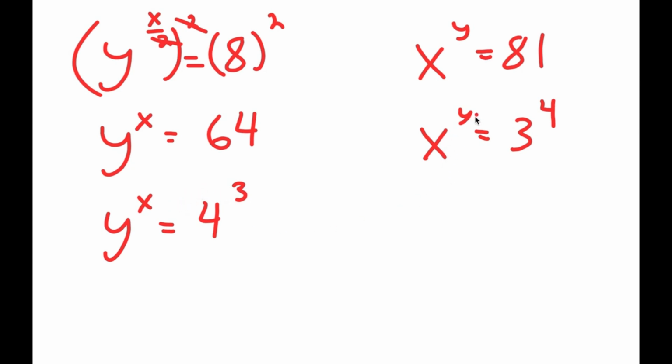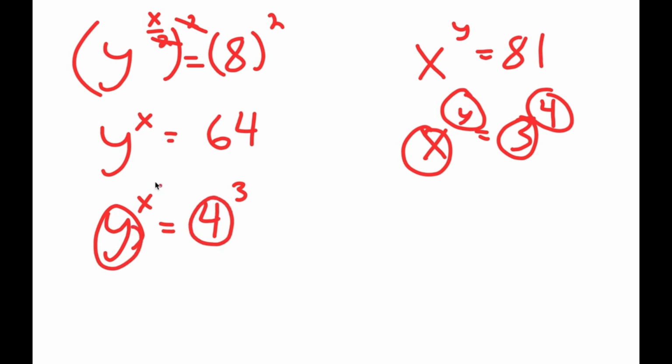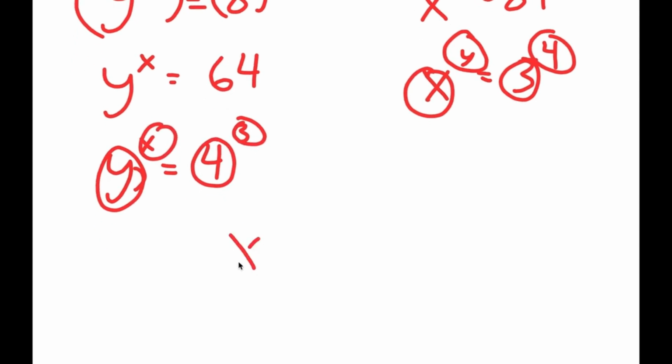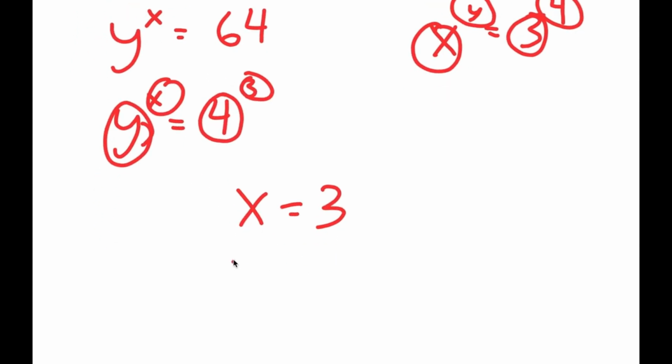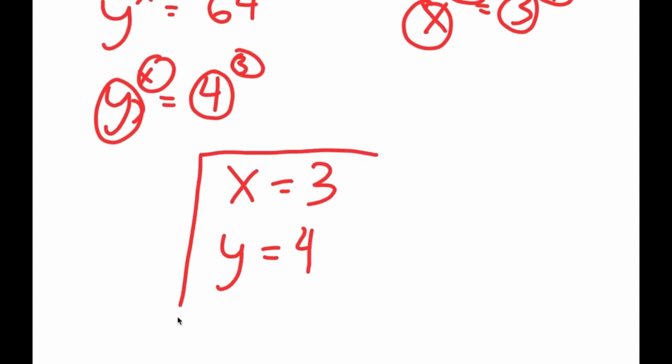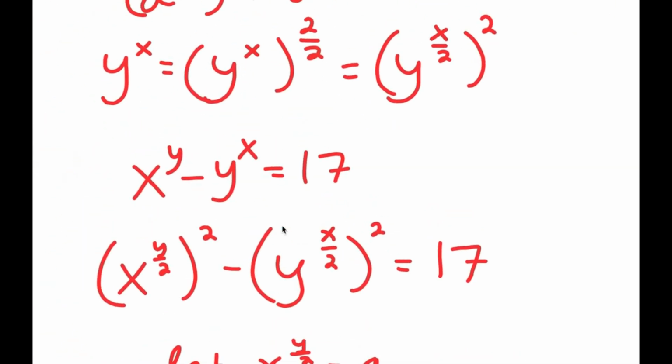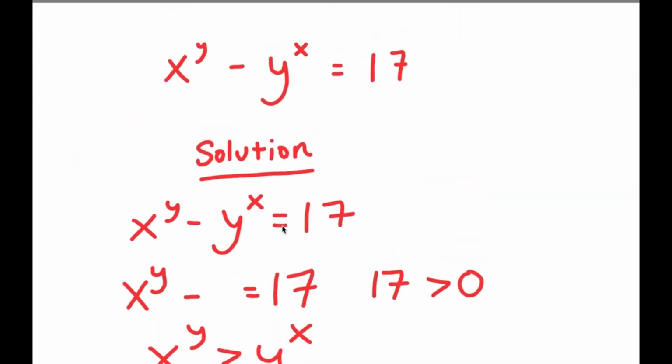So I have x to the power of y equals 3 to the power of 4, and y to the power of x equals 4 to the power of 3. Well, what does that mean? Well, y for x is 3, and over here y for x is 3, meaning x is equal to 3 and y is equal to 4. So this is my solution to this equation.